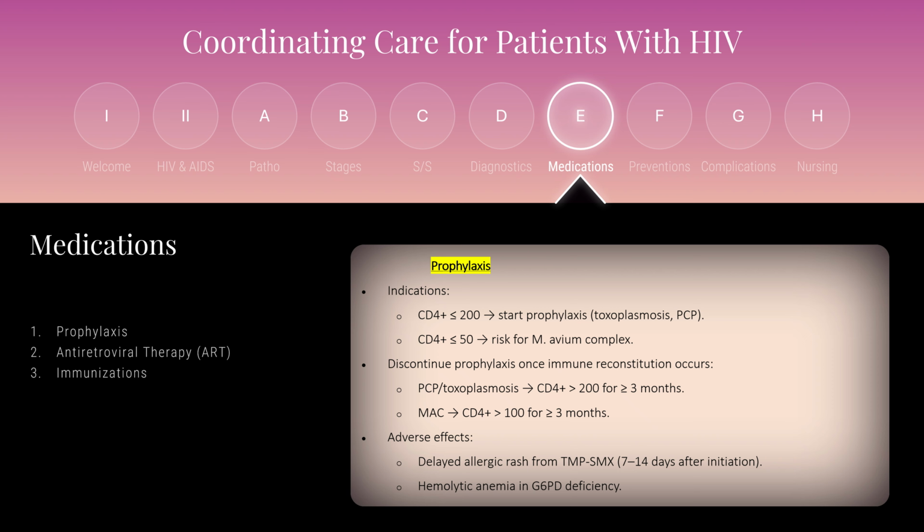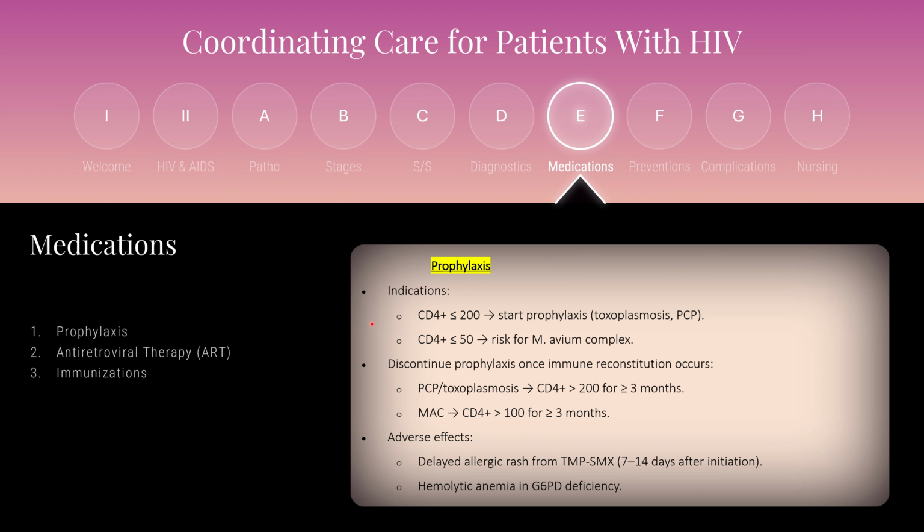So the CD4, it's less than 200 cells. Prophylaxis for toxoplasmosis and PCP. Then we have the less than 50. I'm reading from here. Prophylaxis can be discontinued once CD4 plus count remains above the thresholds for more than 3 months.